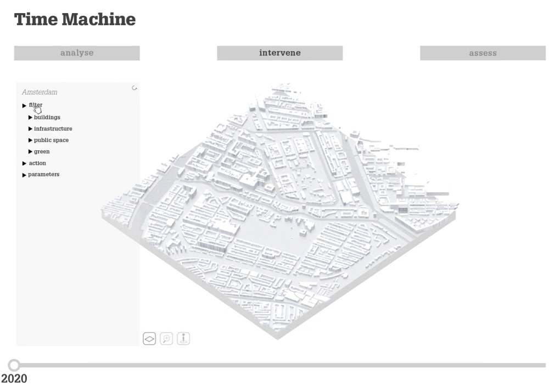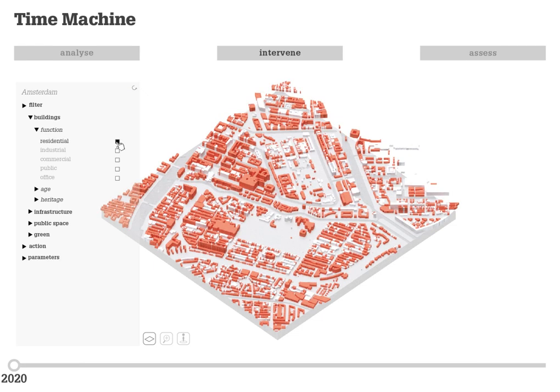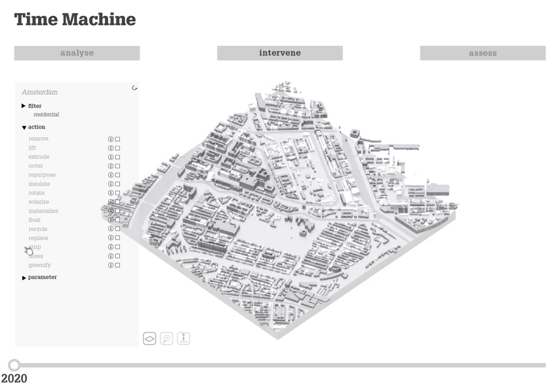Given the fact that we want to act upon the aging housing stock to address the population growth in Amsterdam, we click on the residential building filter. Now we have our filter, let's choose an action to apply on residential buildings. How about we choose extrude? This action allows us to add extra floors to our houses.